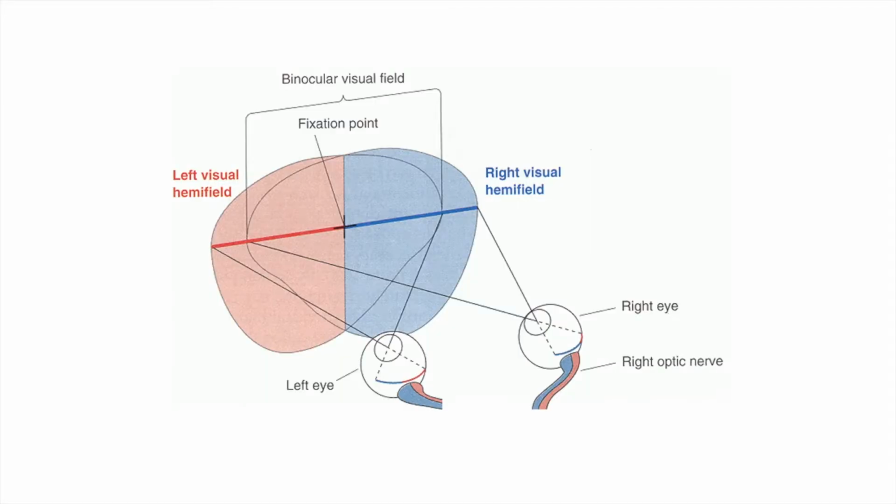The majority of our visual field is binocular, with information coming from both eyes. So, we see most of the left visual field with both the left eye and the right eye. However, the most lateral part of the left visual field in our peripheral vision can only be seen by the left eye, and the same goes for the right.